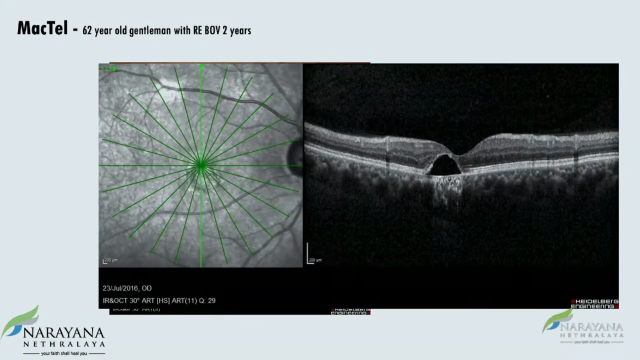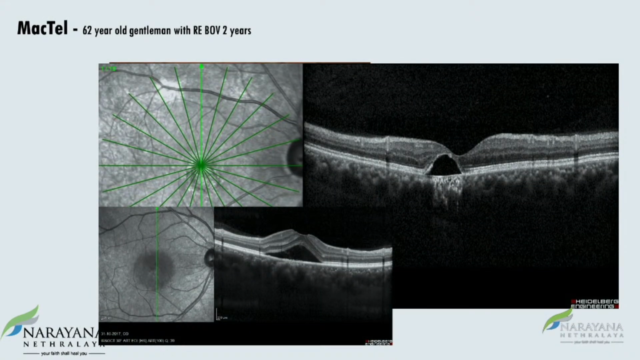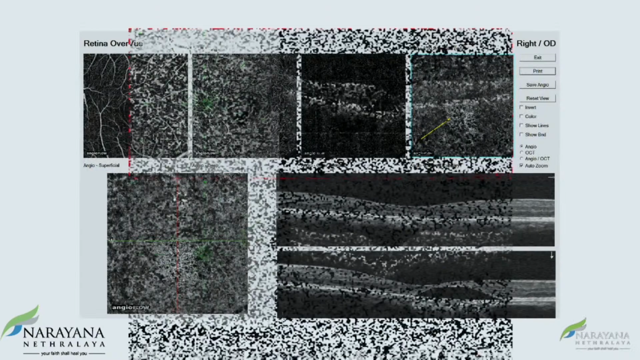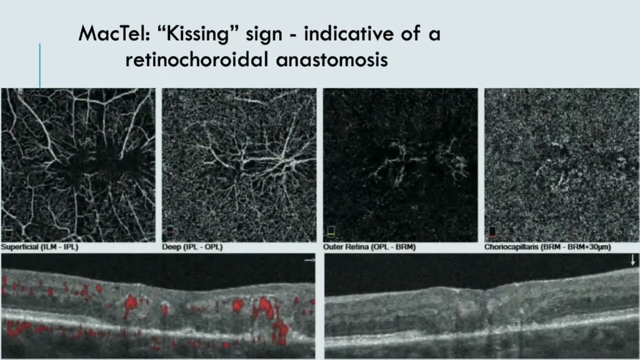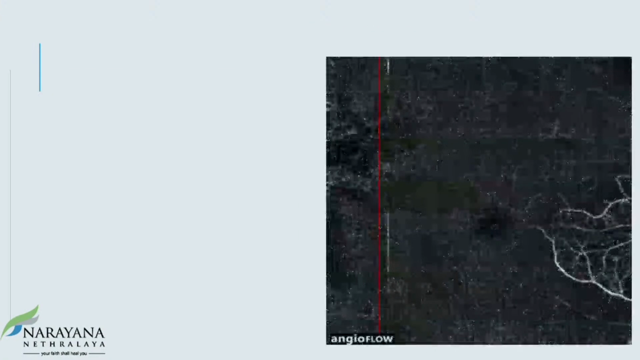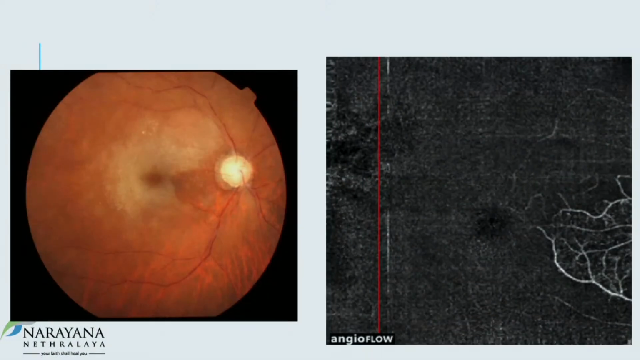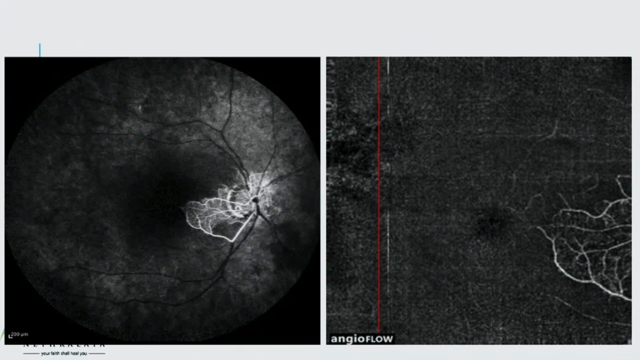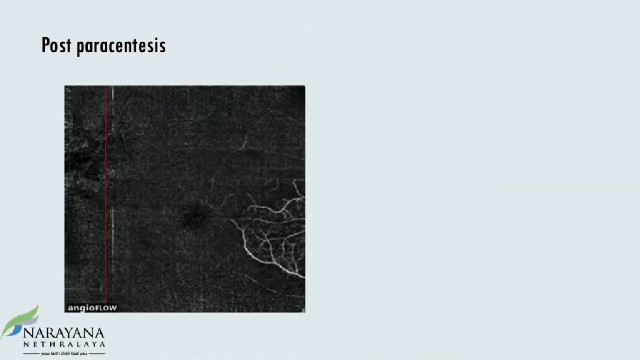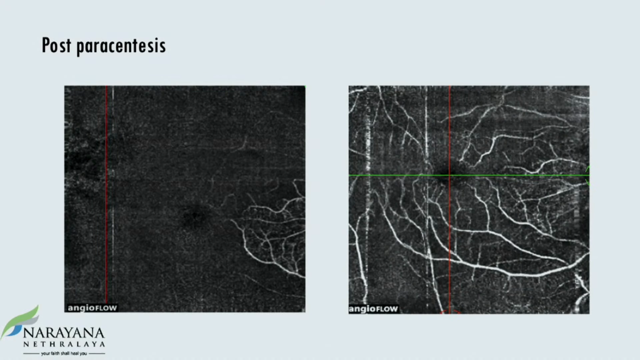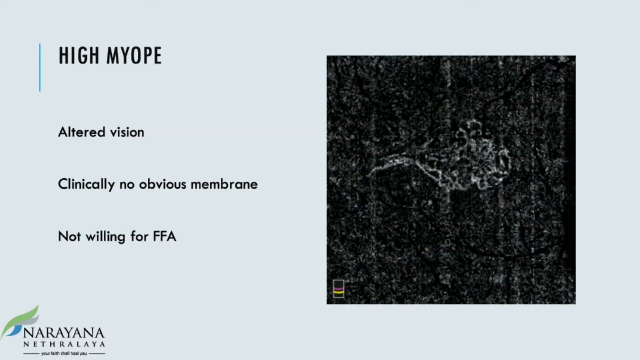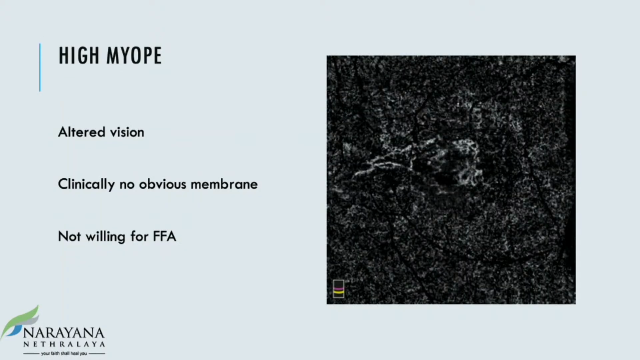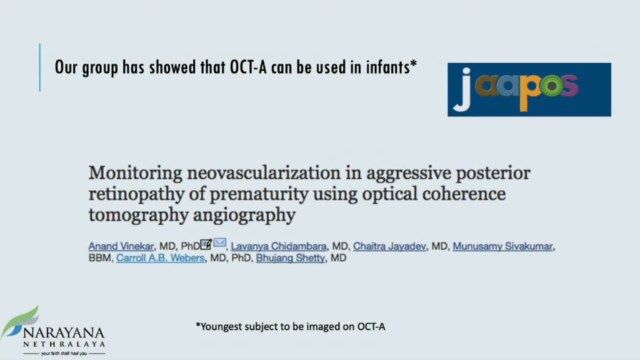This is MACTEL. This is a patient, how you should differentiate from a CSCR, and post injection patient actually responded well because there was a neovascularization. This is interesting. What is this? CRAO. So this is the angiography, and this is just post paracentesis. So like I said, in the same day, if you want to do it, you can actually show reperfusion after doing a paracentesis. High myop, this was a CNVM we picked up only on OCTA, patient responded.